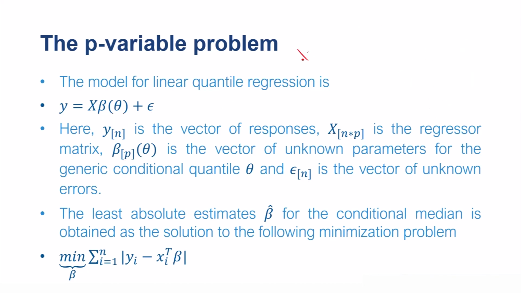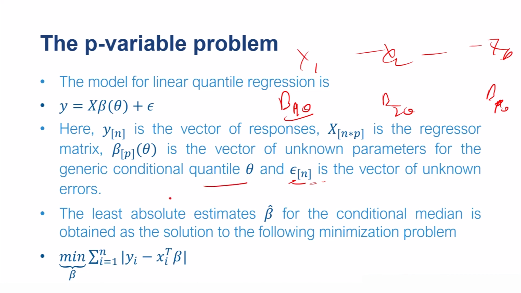So for example, you'll have x1, x2 up till xp. For each you have beta 1, beta 2 up till beta p, and all of these are quantile specific. So beta 1 theta, beta 2 theta, and so on up till beta p theta. All these coefficients are quantile specific. And then lastly, you have error terms, which are the vector of unknown errors, and these are specific to a quantile.